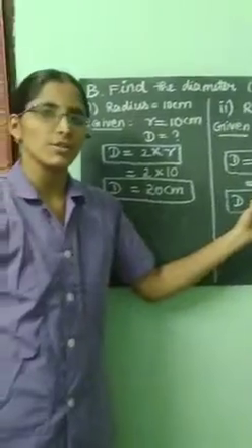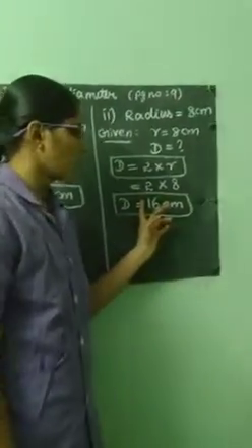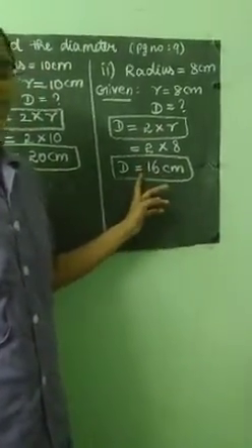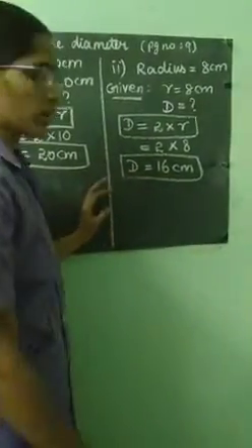Now third sum is your homework. Okay, third sum equal to radius equal to 6 centimeter, ma. You want to find out the diameter. Third sum is your homework. Understood, ma? Okay.